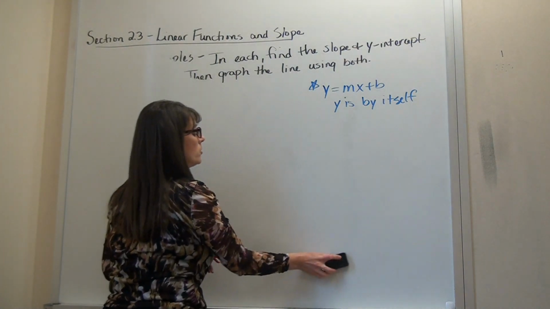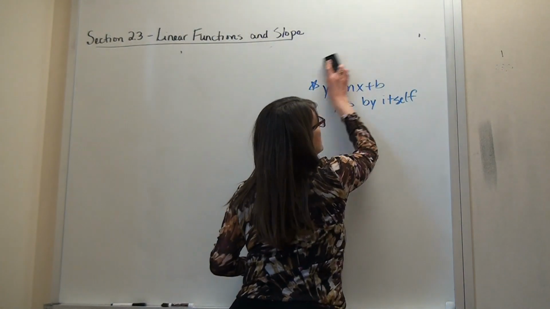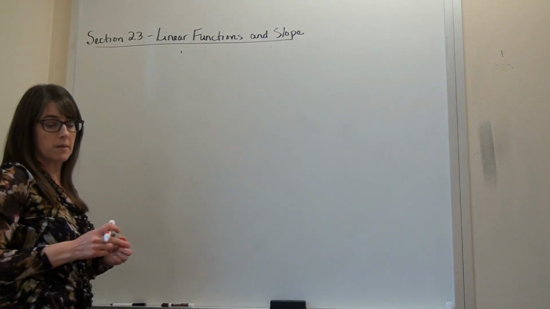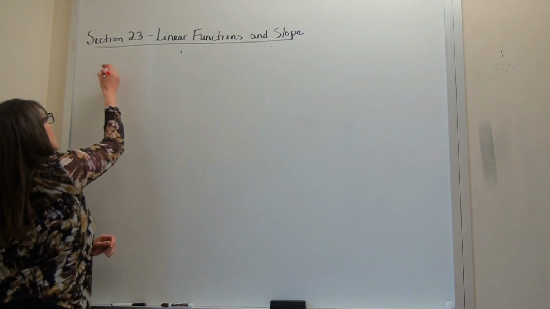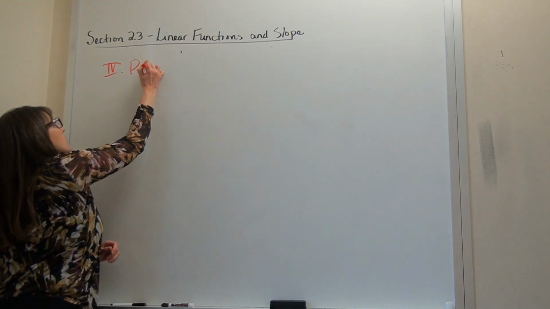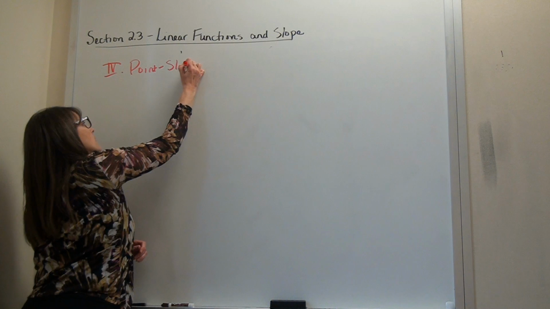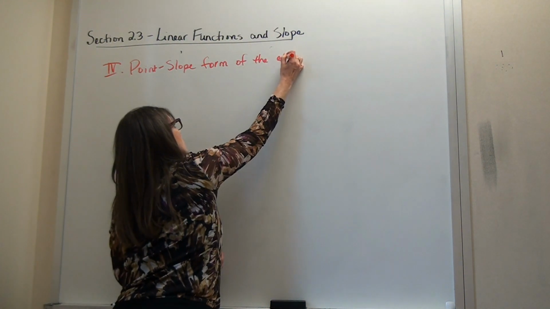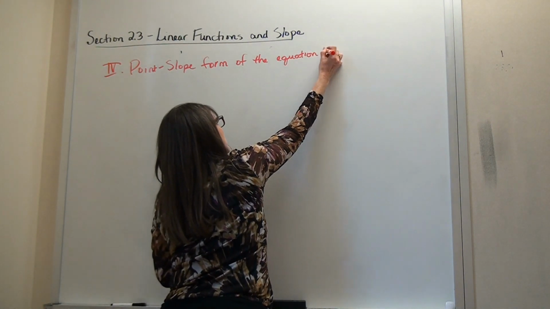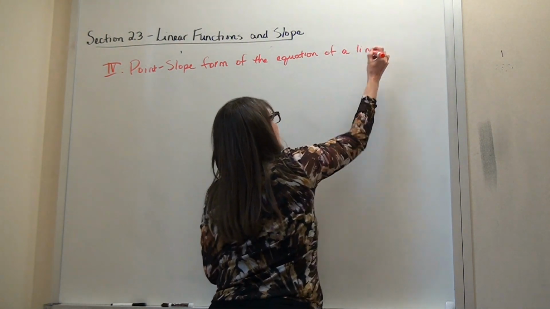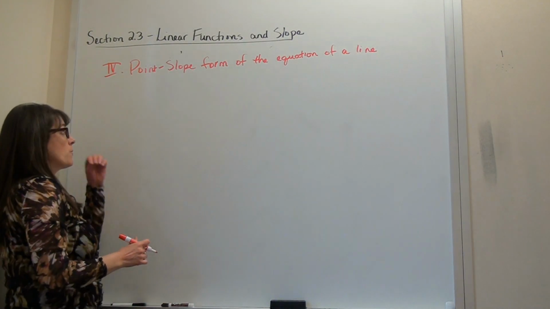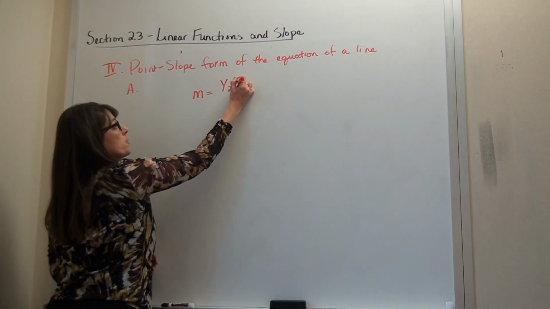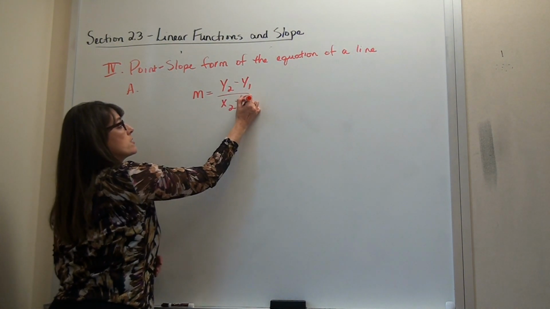Now the first thing that we're going to look at in order to be able to write the equation of the line is this idea of what's called the point-slope form of the equation of a line. What I'm going to do is show you where the point-slope form comes from. Now here is your formula for slope. Subtract the y's on the numerator, subtract the x's on the denominator.